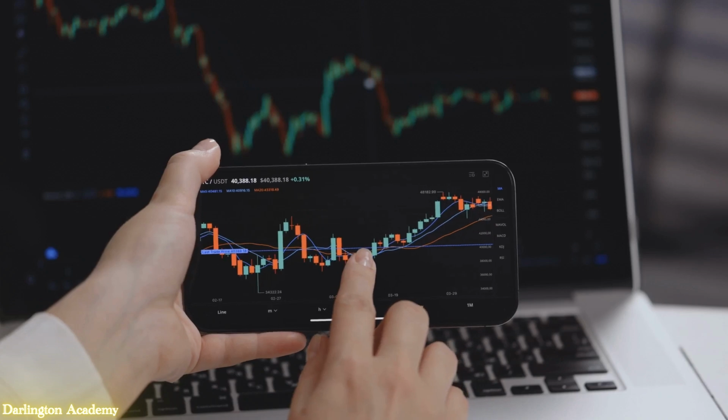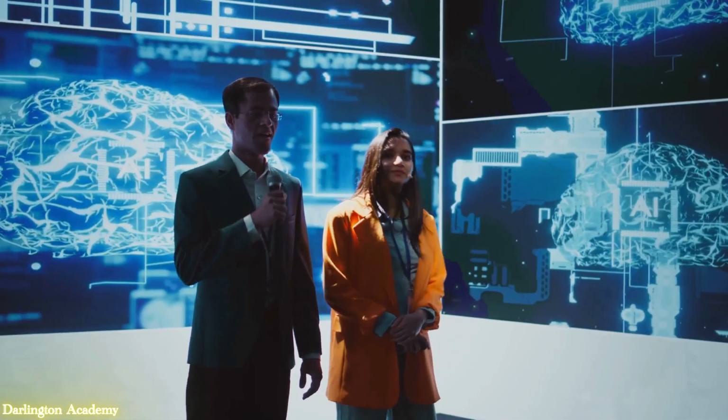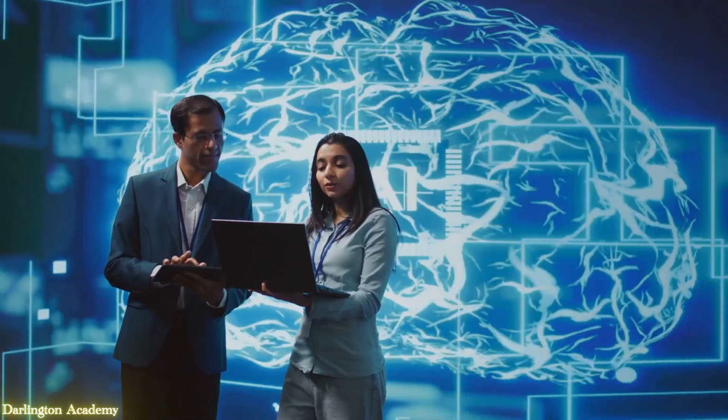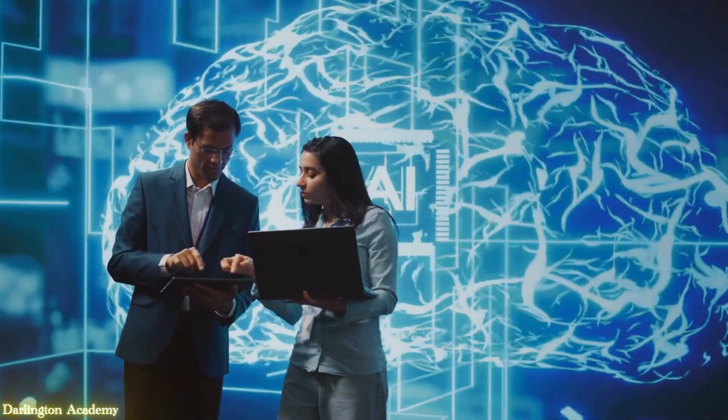Investing in AI is not without risk. The field is constantly evolving. It's important to stay informed about the latest developments and trends.